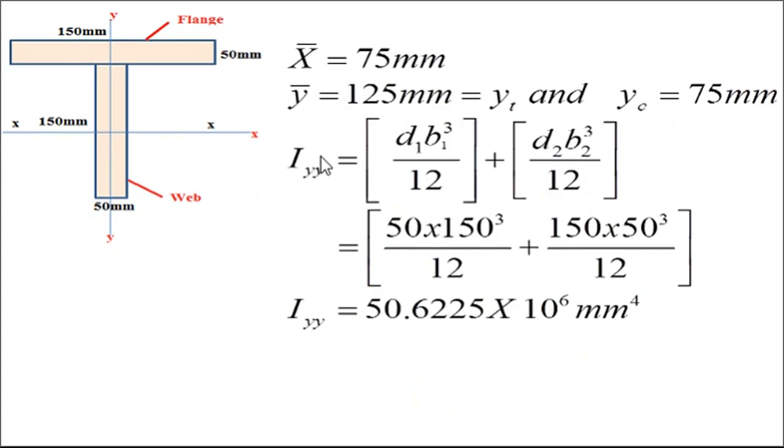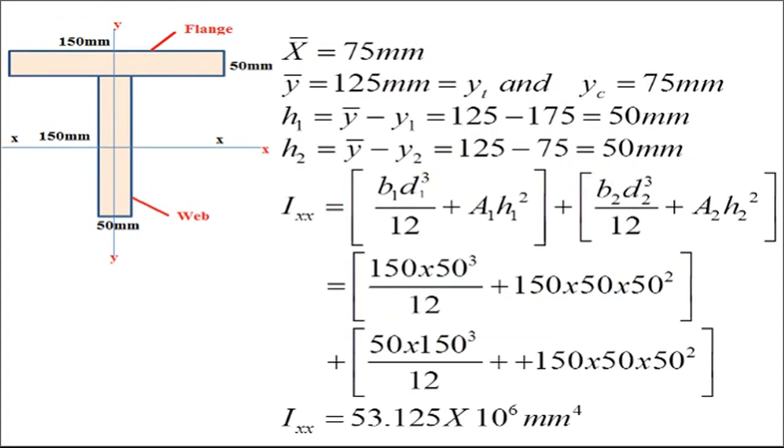To calculate Iyy, I should use D1 B1 cube by 12 plus D2 B2 cube by 12. Okay, D1 B1 cube by 12 plus D2 B2 cube by 12. Or you can directly use a formula like this also. Here we have written B1 D1 cube by 12 plus A1 h square.